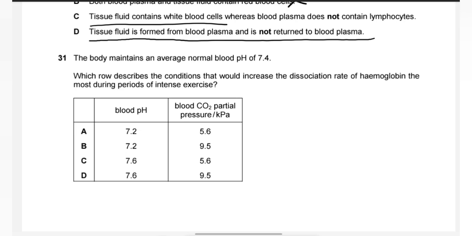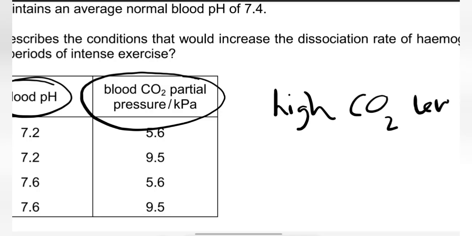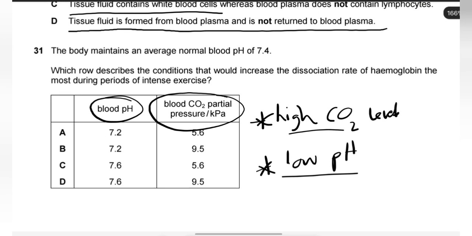For number 31, it says the body maintains an average normal blood pH of 7.4. Which row describes the conditions that would increase the dissociation rate of hemoglobin the most during periods of intense exercise? For this question, it's good to understand that we are looking for factors that reduce hemoglobin's affinity for oxygen, right? We're given blood pH and blood carbon dioxide partial pressure. From what we've learned, we know that high carbon dioxide levels and low pH both reduce hemoglobin's affinity for oxygen, leading to an increase in dissociation, right?